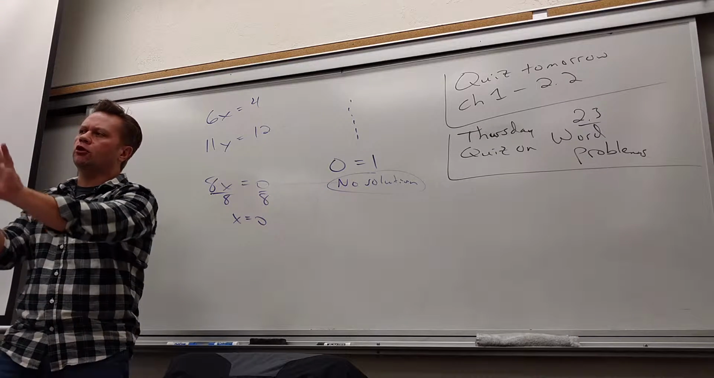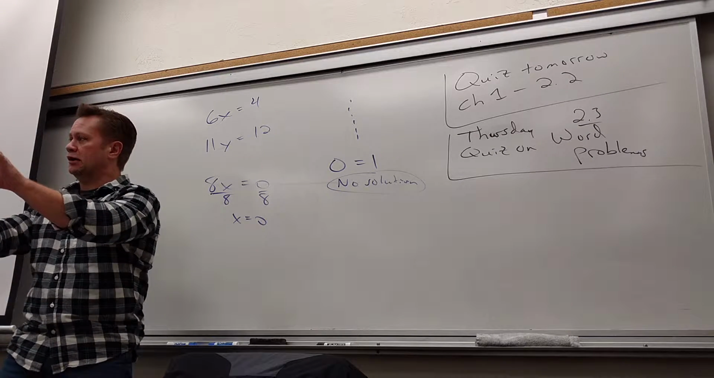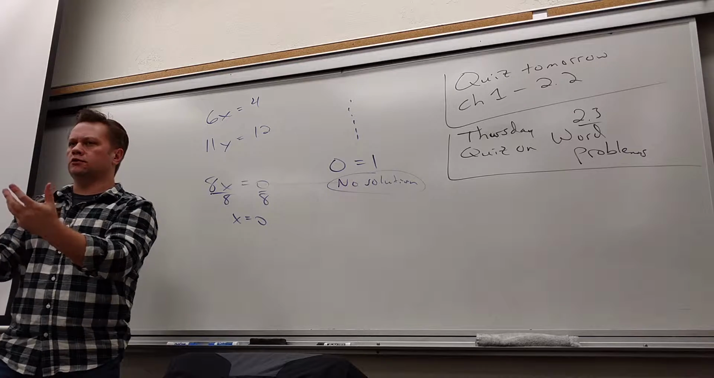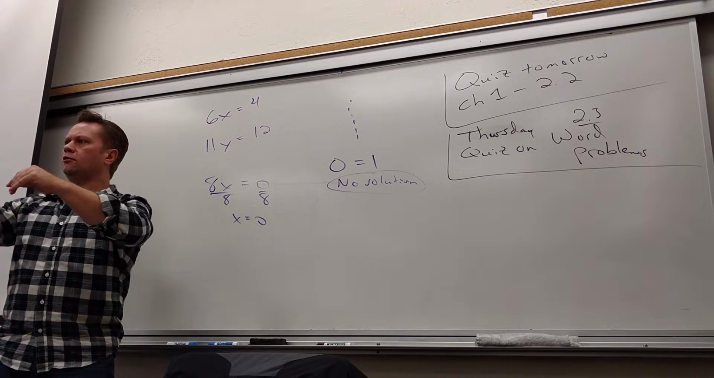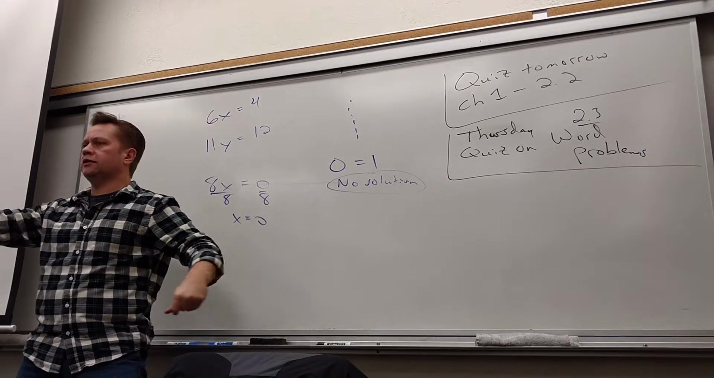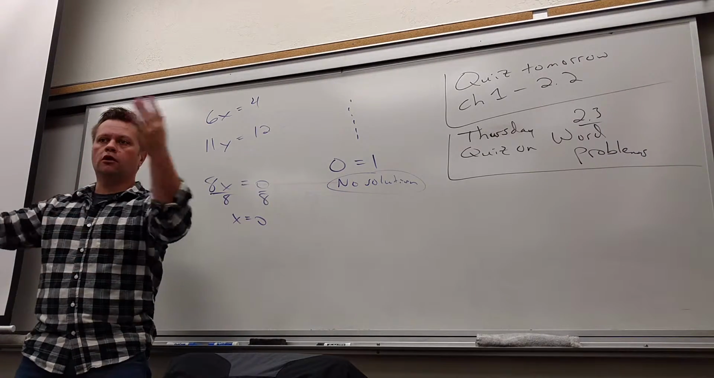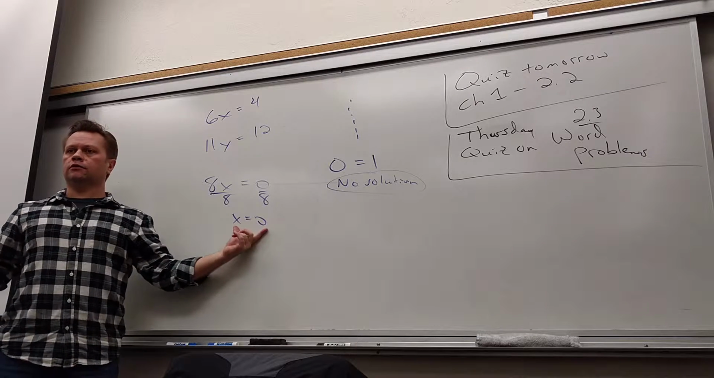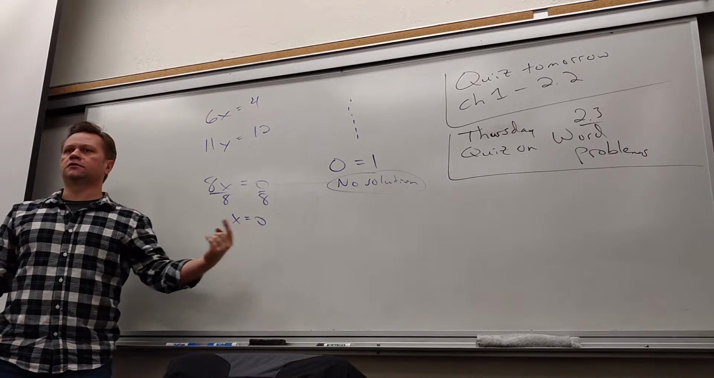It's just that the instructions are trying to warn you, hey, some of these might be freaky. That's why the instructions are there. Solve them like always. If you get this, no solution. If you get 1 equals 1 or 7 equals 7 or something that's true, all real numbers. If you get this, one answer. What answer? The one that it says.